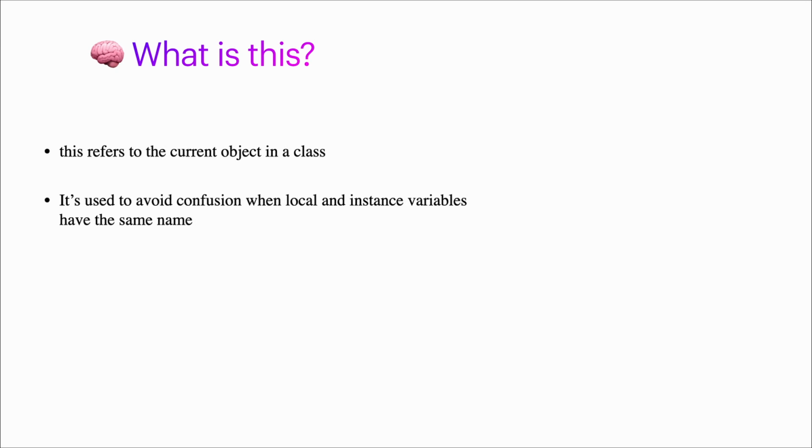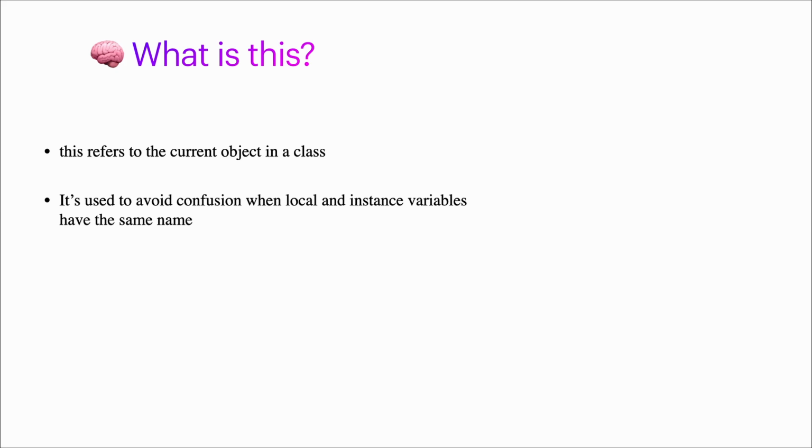So what is this? I do not mean literally what is this. What do I mean by what is this? This is the keyword this. It refers to the current object in a class. It is used to avoid confusion when a local variable and an instance variable have the same name.